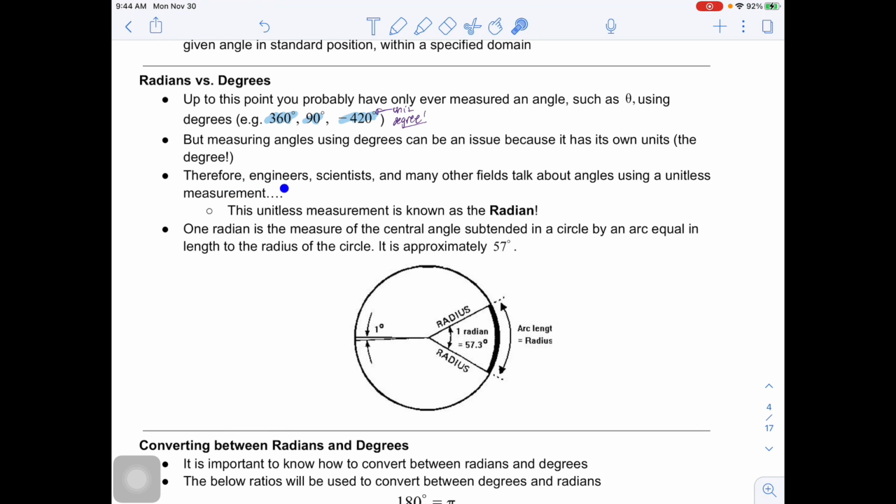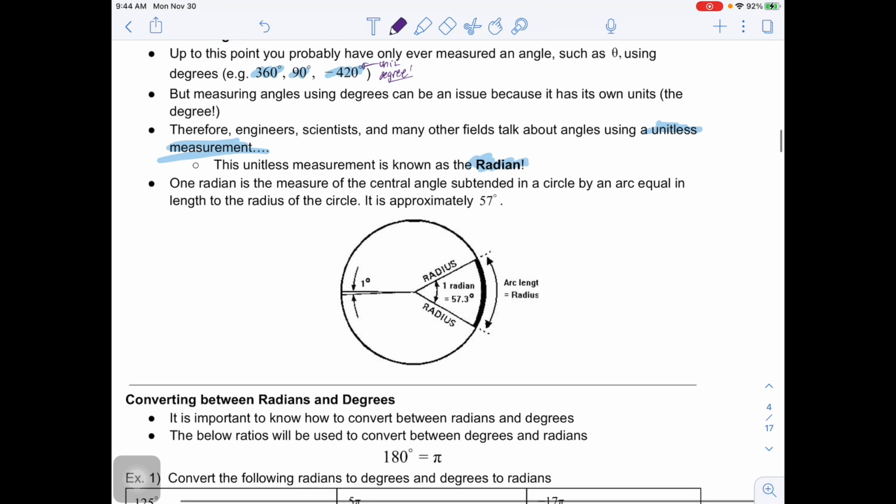So if you're ever an engineer or a scientist or in many other fields, you often refer to angles using a unitless measurement. Okay, and this measurement is known as the radian. So it has no units. It's essentially a scalar, if you're a physics person.